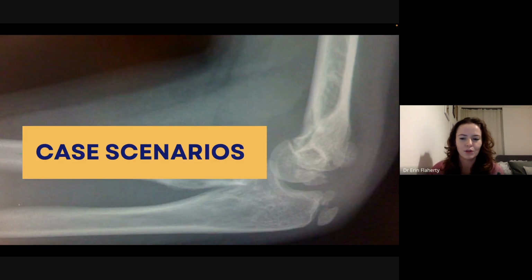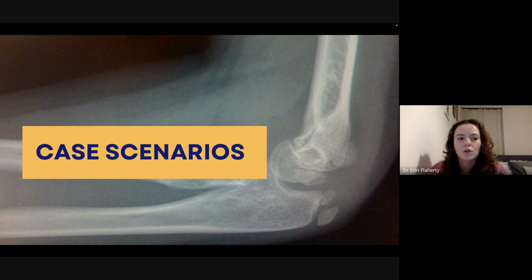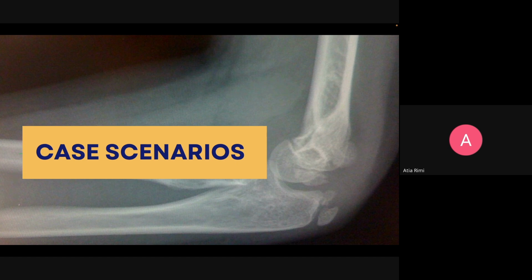Okay, so let's go through some case scenarios. Before we go through these in the last 10 minutes, has anyone got any questions about anything we've gone through so far? I was just wondering, in terms of analgesia, what's the first line? Is this for arthritis or for fractures? Oh, sorry, I meant fractures.